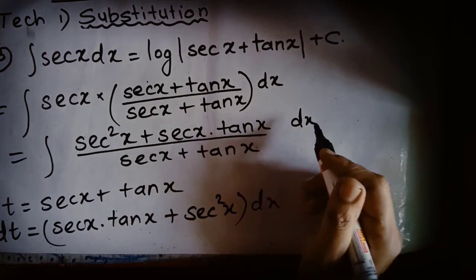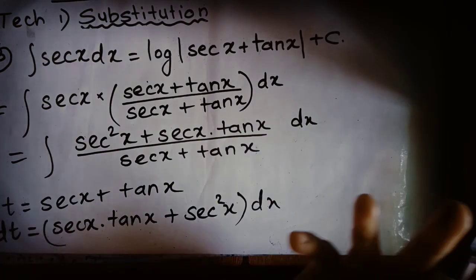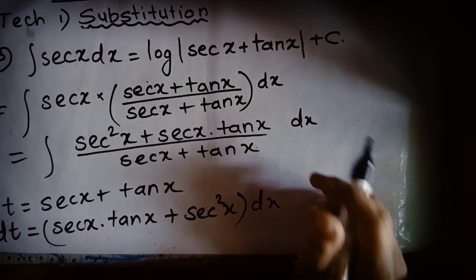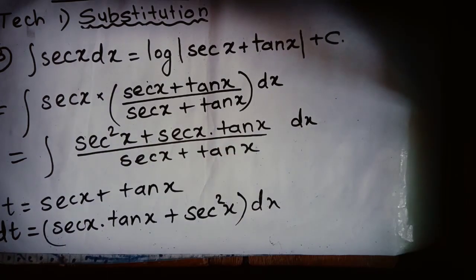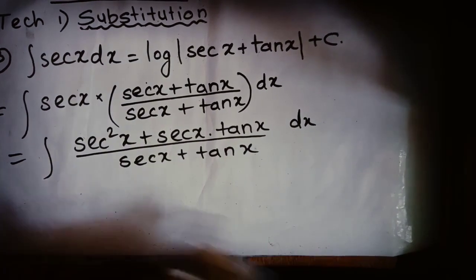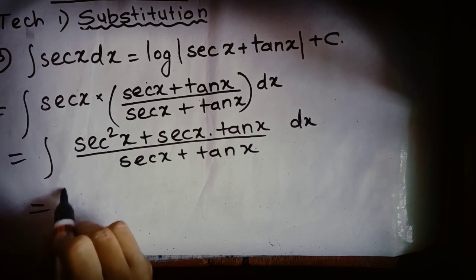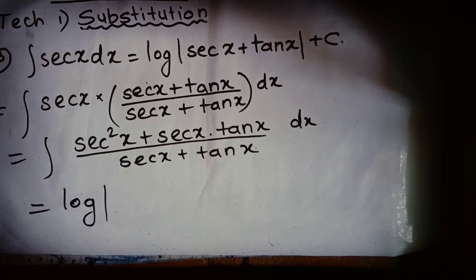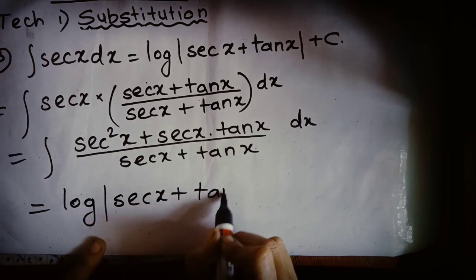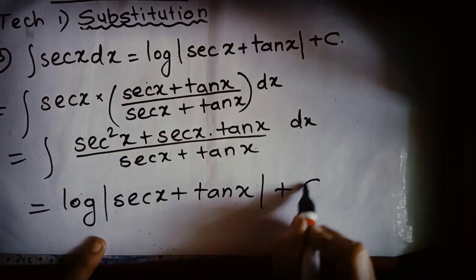So we can directly write here using that method, that is integration f dash of x upon f of x. So this will be directly log of the denominator, which is sec of x plus tan of x plus c.